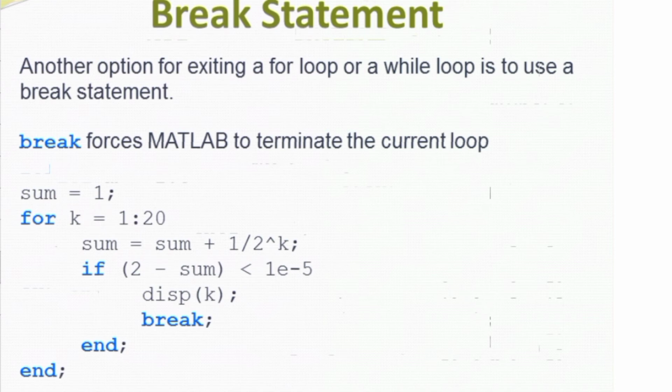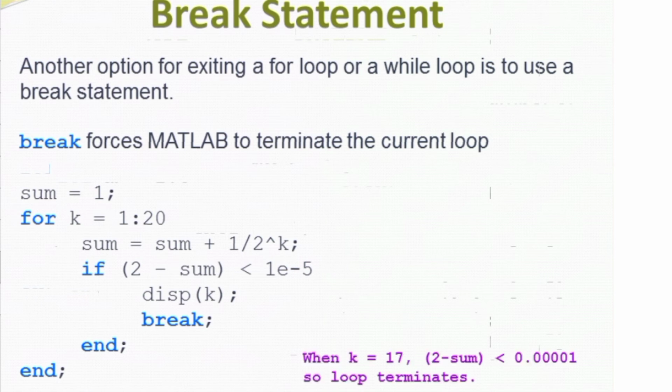As we go through and do this, sum is equal to 1 initially, so we'd have 1 plus 1/2, so that would be 1.5, then we'd have 1 plus a quarter, then 1 plus an eighth, and so on. You would eventually reach the point after the value of k equal to 17, when 2 minus the sum is less than the threshold, and the loop would stop before it reaches the value of k equal to 20. We would actually stop when k is equal to 17.